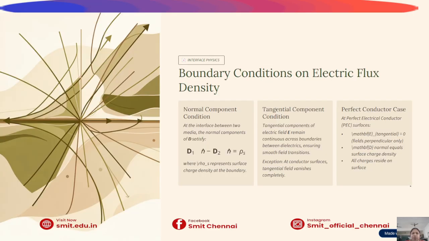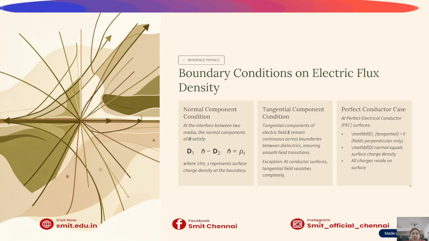Next we see about the boundary conditions of the electric flux density. At the boundary between two different dielectric media, the electric field does not remain uniform and must satisfy certain conditions known as boundary conditions. One important condition involves the normal component of electric flux density. According to this condition, the normal components of D in the two media are equal at the interface.